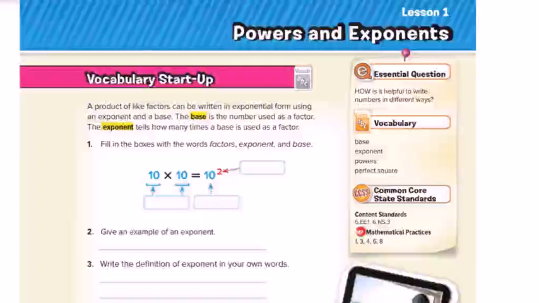Welcome to Chapter 6 in your brand new Volume 2 textbook, Lesson 1, Powers and Exponents. Let's take a look at the vocabulary that we're going to start to see here in Chapter 6.